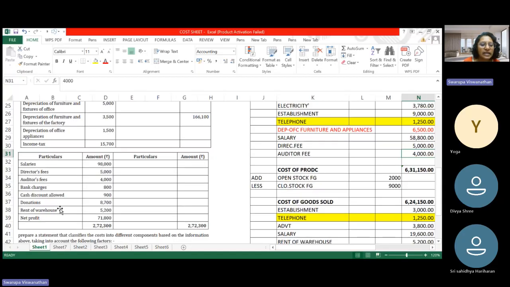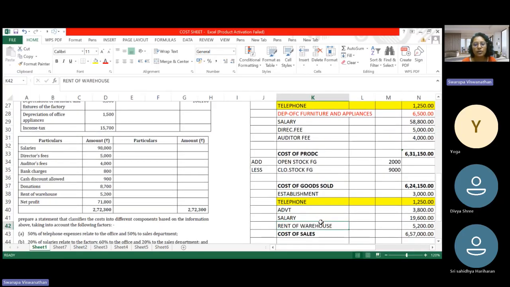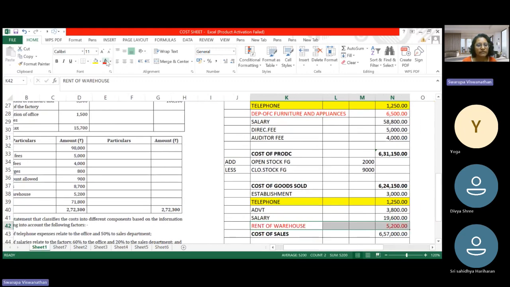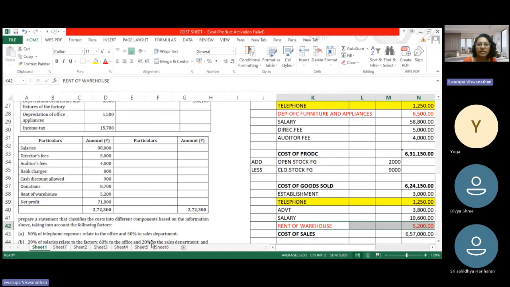Okay. Rent of warehouse, again, this will be included. It is a part of your sales cost, because warehouse is where you store the goods in order to sell the goods. So it's a selling overhead. Rent of warehouse will be coming under sales overhead. 5,200. So with this, we are finishing the entire debit side.